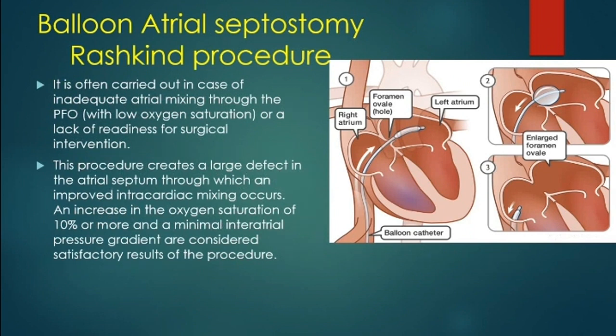During this procedure, the balloon tipped catheter is advanced into the left atrium through the PFO. Then the balloon is inflated with diluted radio-opaque dye and abruptly and forcefully withdrawn to the right atrium under fluoroscopic or echocardiographic monitoring. This procedure creates a large defect in the atrial septum and allows proper intracardiac mixing. This will increase oxygen saturation by 10% or more and this will be satisfactory until the patient is ready for surgical intervention.